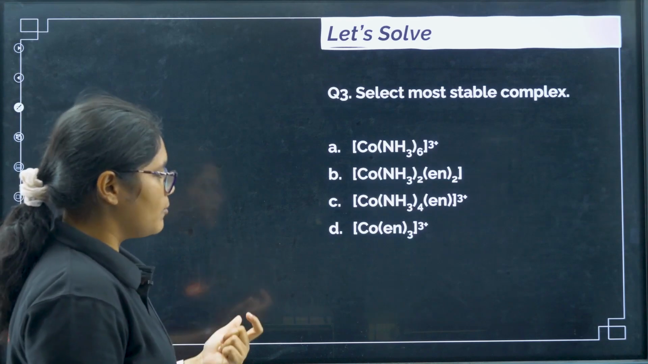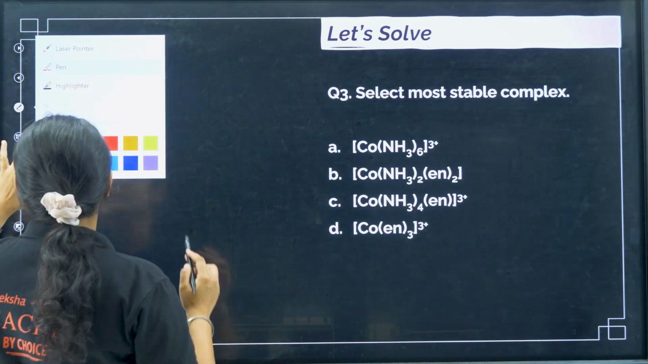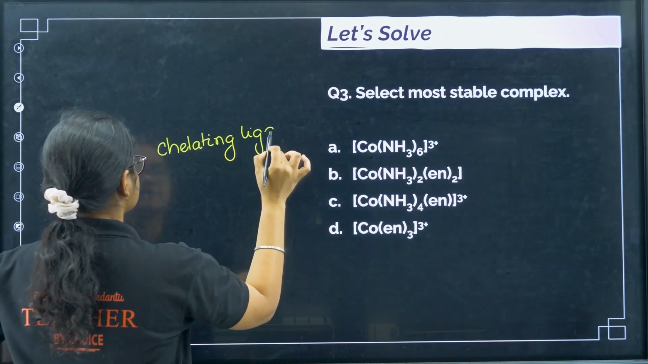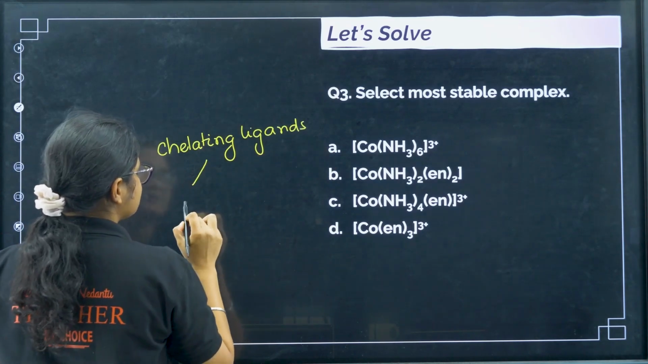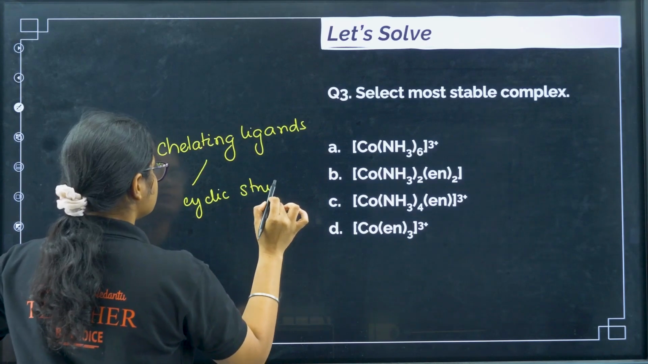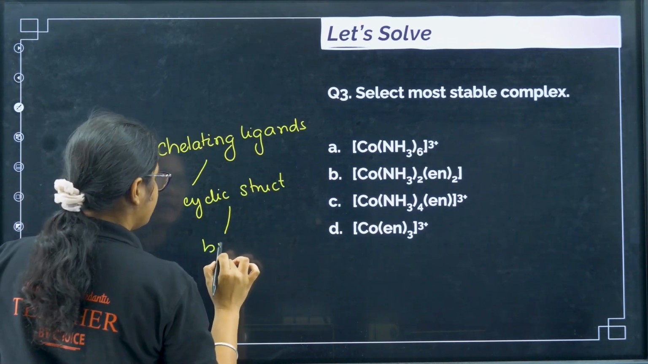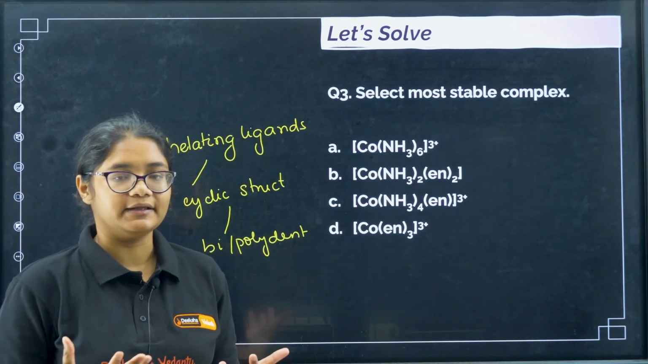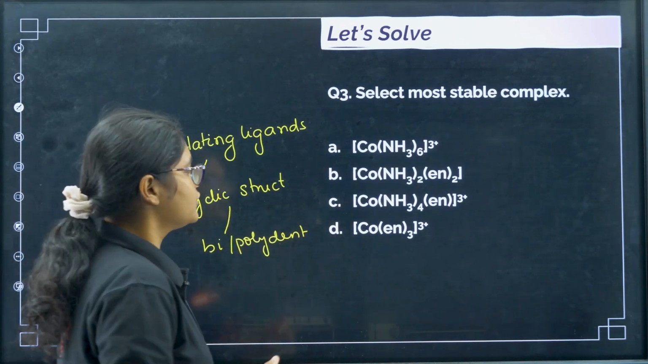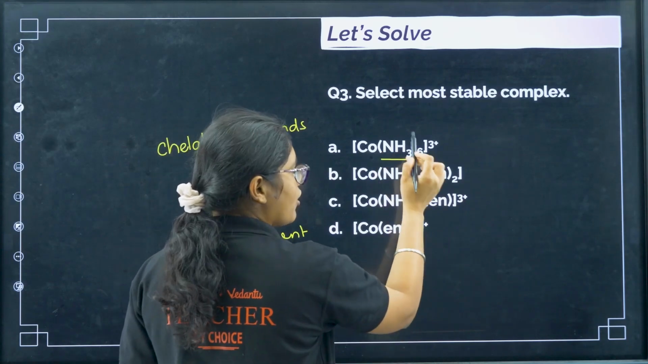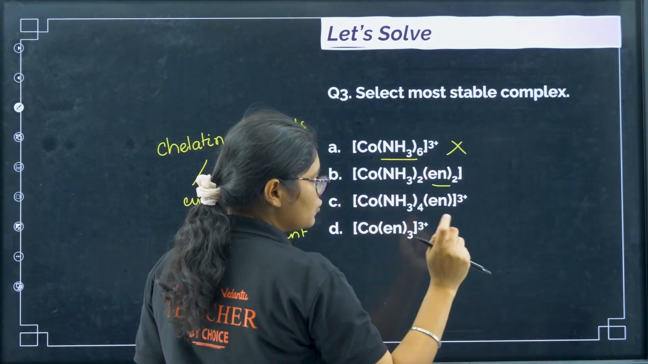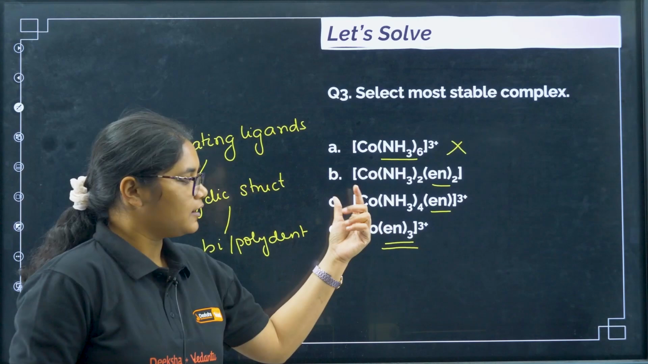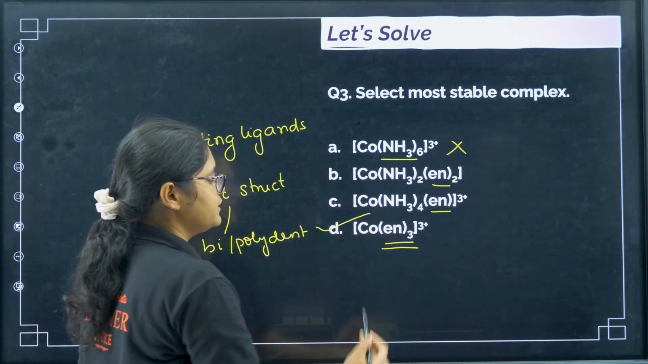Next, select the most stable complex. Whenever stability comes, you should know about chelating ligands, which we have discussed. Chelating ligands are those ligands which can form cyclic structures. And who can form cyclic structures? Cyclic structures can form by bidentate or polydentate ligands. So if in a complex you have more polydentate ligands, then it will form cyclic structure and it will be more stable. Here there is no bidentate or polydentate ligand, all are monodentate, so this is not stable. Here I can find two bidentate ligands, here I can find one, and here I can find three bidentate ligands. So here it is a complete cyclic structure, so definitely it will be more stable, so option number D here.